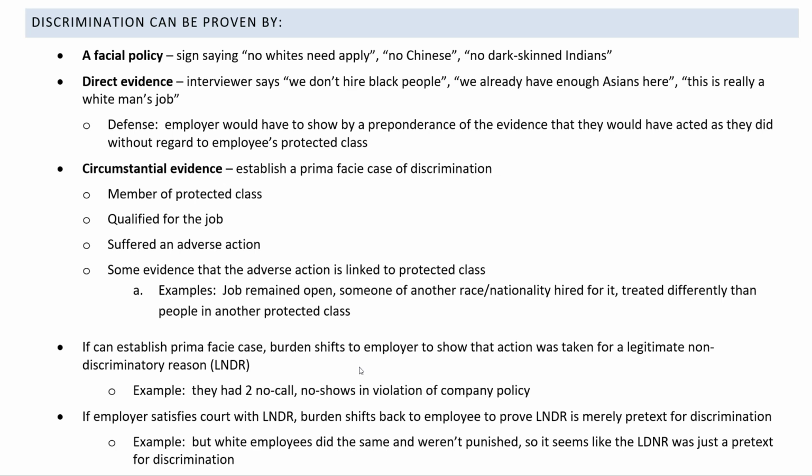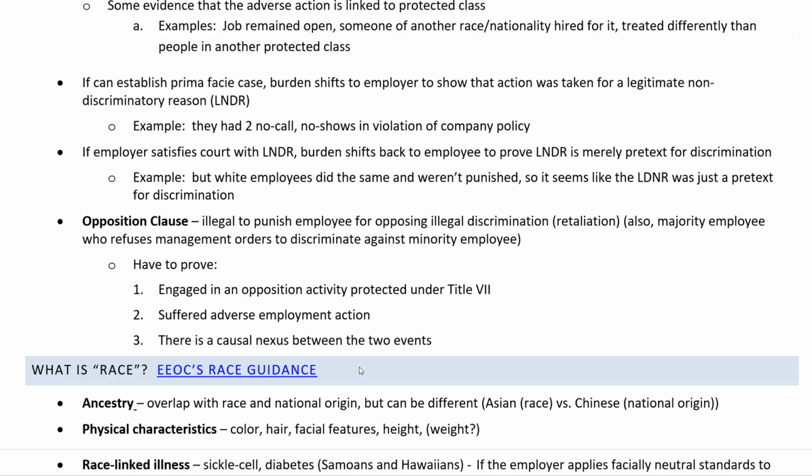An example would be an employee claims that they were discriminated against based on their race. But digging into records, we find out that they had 2 no-call, no-shows. This violated company policy, and they were fired as a result, or demoted, or however they're disciplined. Okay, so not showing up to work would be a legitimate, non-discriminatory reason for an employee to suffer an adverse action. So that would be a good defense.